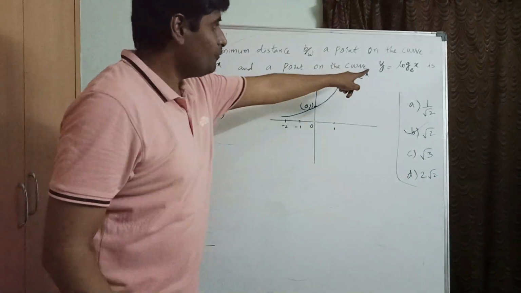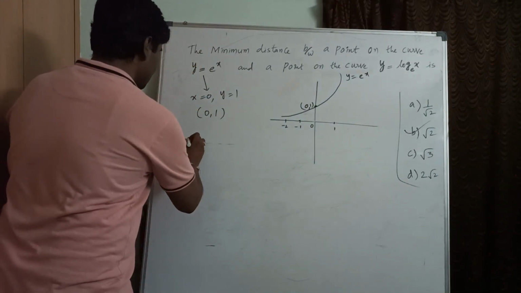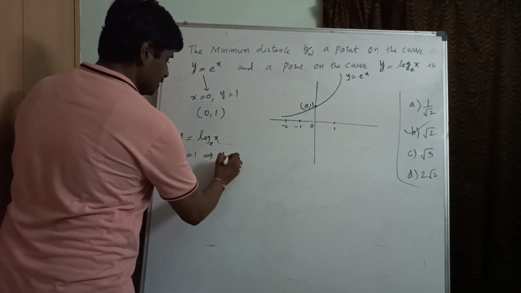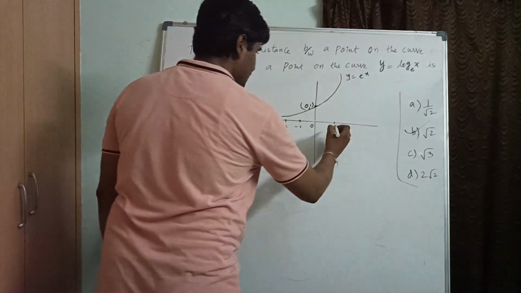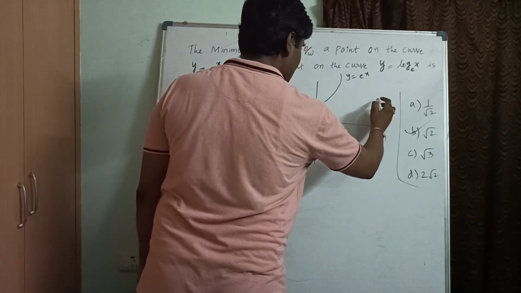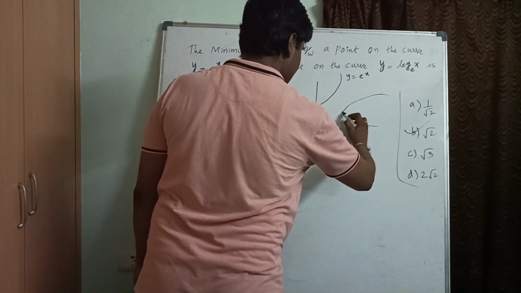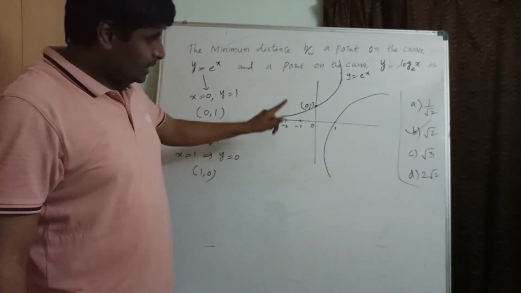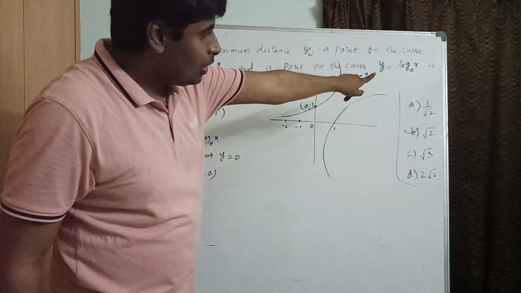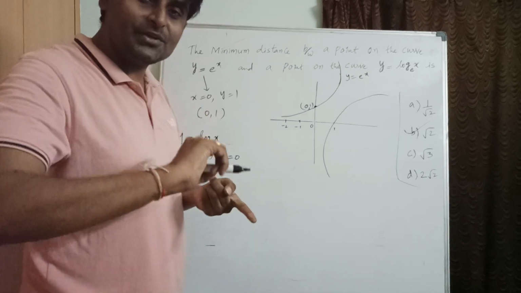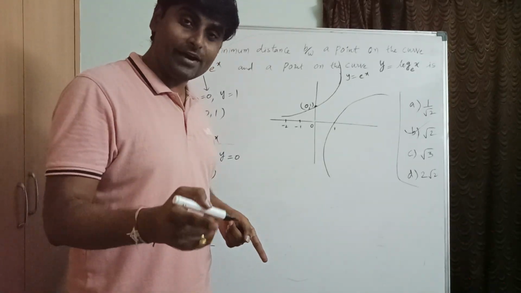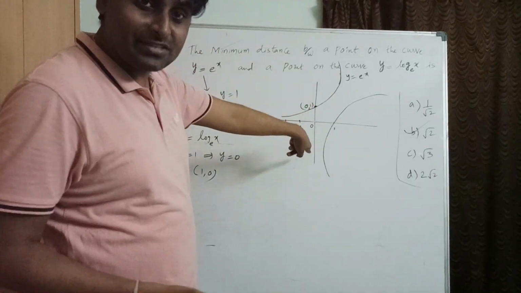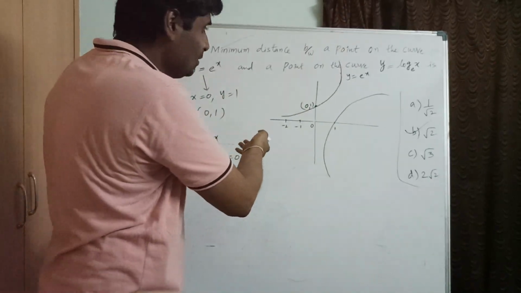And similarly, y equal to log x. So when I substitute 1 here, whenever x equals to 1, log 1 is 0. So 1 comma 0 is the point of contact. So this is 1 comma 0. Correct? And log x curve is like this. Always e power x and log x are inverse functions to each other. So what is inverse of log x? E power x. What is e power x inverse? Log x. So both are symmetric with respect to one line. What is that? Y equal to x.